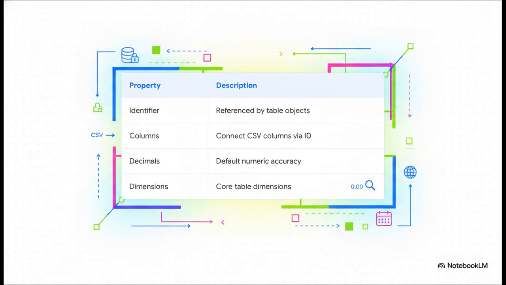Now we're zooming in one level deeper. The crucial point here is how table templates take control and how the XBRL model API enforces its strict rules. Basically, a template dictates the exact structure expected from any incoming CSV files. It has an identifier, it defines columns, objects that link to CSV columns via IDs, it sets decimals for the default accuracy of numeric facts, and it includes table-wide core dimensions like the concept or period. The API leaves literally zero room for ambiguity here.